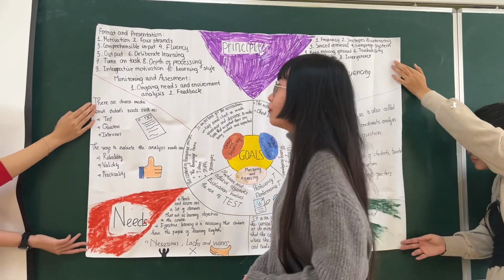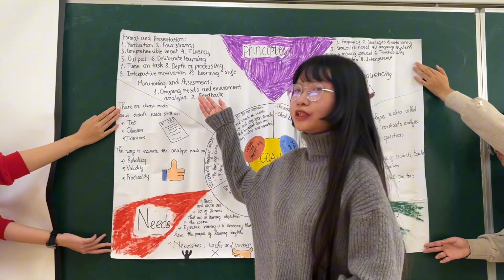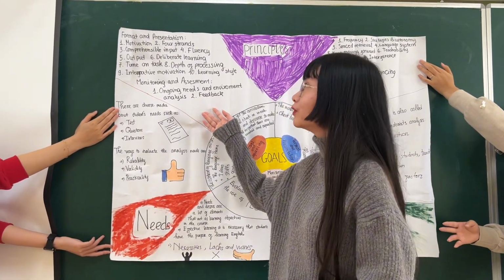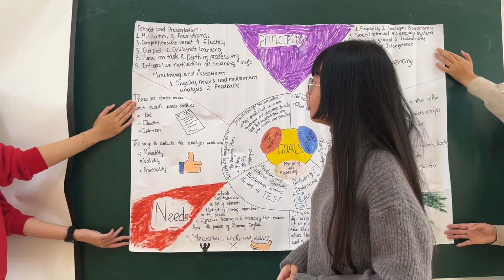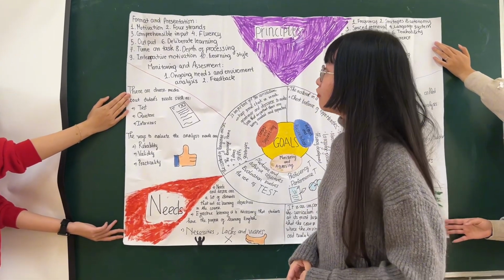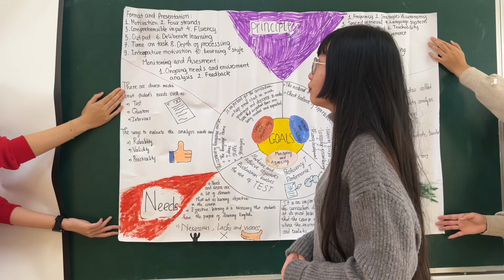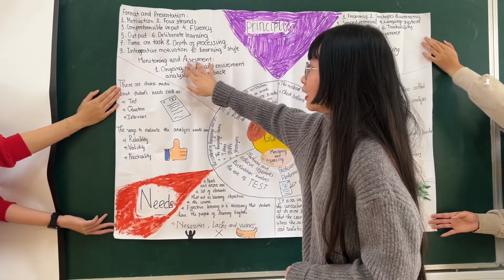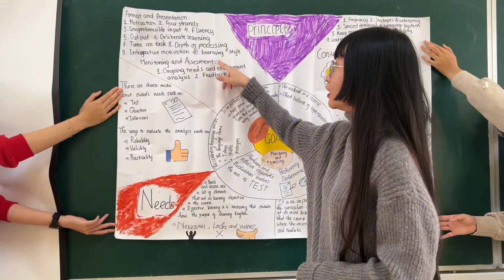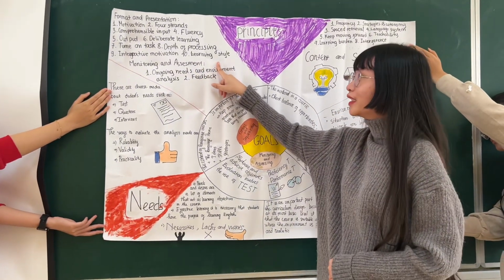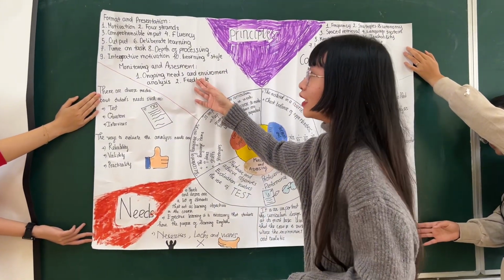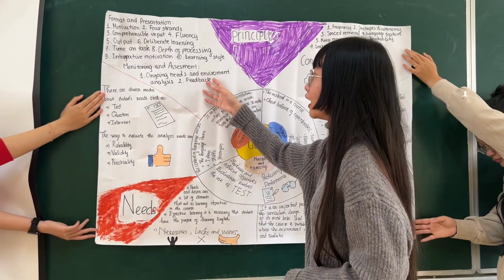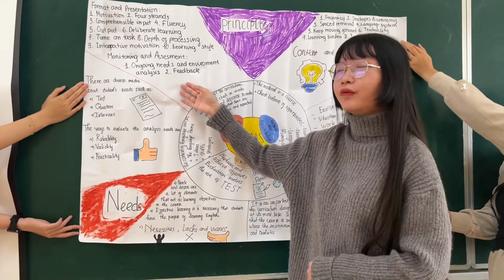Moving next, we have format and presentation. In this section, we have 10 principles. They are motivation for stance, comprehensive input, fluency, output, deliberate learning, time on task, depth of processing, interactive motivation, and learning style. And last but not least, we have monitoring and assessment. These consist of 2 last principles. They are ongoing needs and environment analysis. And lastly, we have feedback.